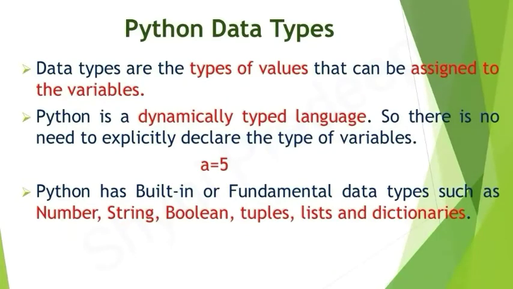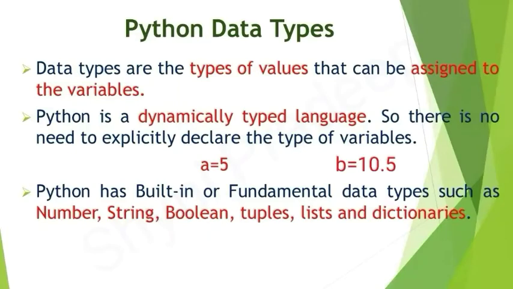For example, if you are giving a person's ID, it must be stored in the data type int, because ID is a numeric value, that is an integer value. So you have to store that value in the int data type. Int means what? Integer. This 5 is an integer value, so you have to store that value in the int data type.